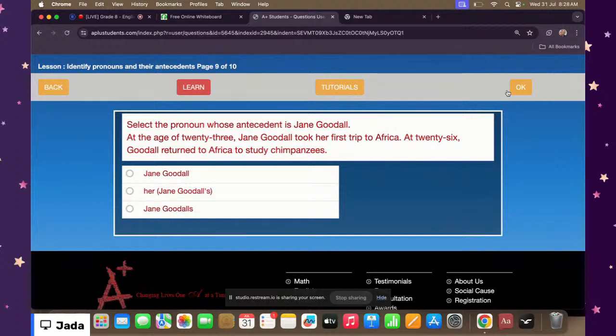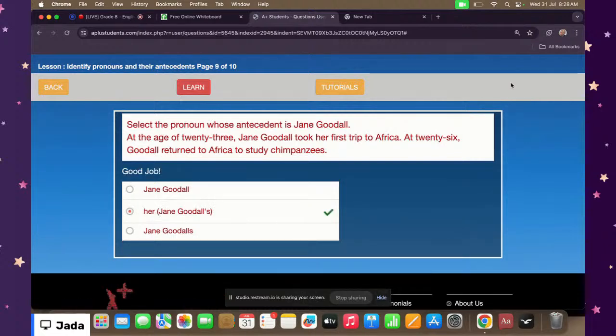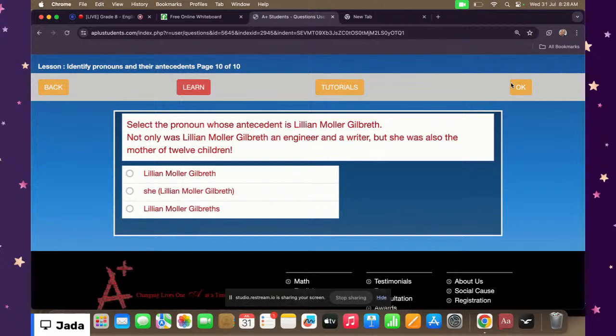At the age of 23, Jane Goodall took her first trip to Africa. At 26, Goodall returned to Africa to study chimpanzees. So, her is the pronoun of Jane Goodall. Not only was Lillian Moller Gilbreth an engineer and a writer, but she was also the mother of 12 children. So she is the pronoun of Lillian.